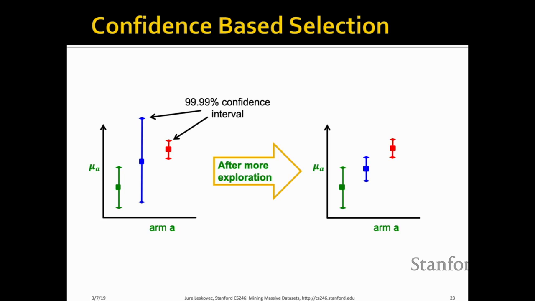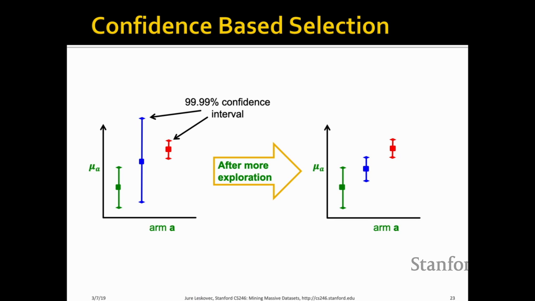Now, after we do more exploration, it turns out that the confidence interval of the blue bar shrinks. So we gather more information about this arm, and it turns out that we were too optimistic. The average moves, but not that much. And now we can go back to the red arm because we know that the upper bound is the highest. So in this way, as you can see, we keep on gathering information, we keep on doing exploration until the confidence intervals are shrinking, and then eventually we have enough data for each single arm to make an informed decision of which one is the best.